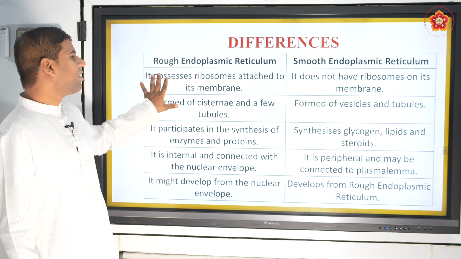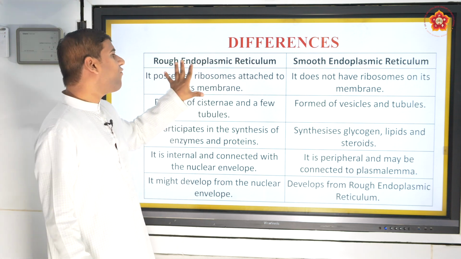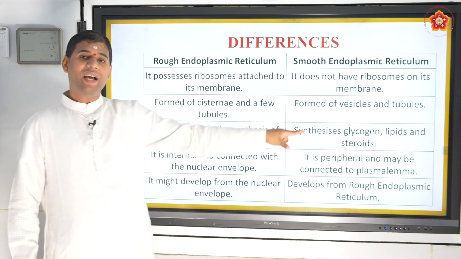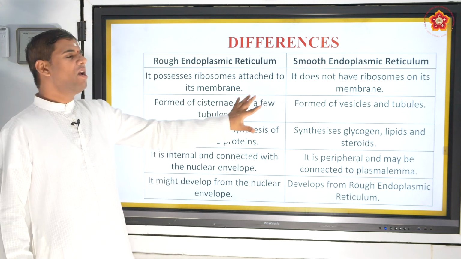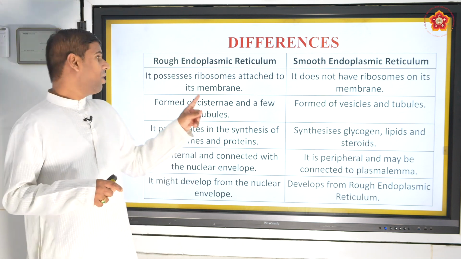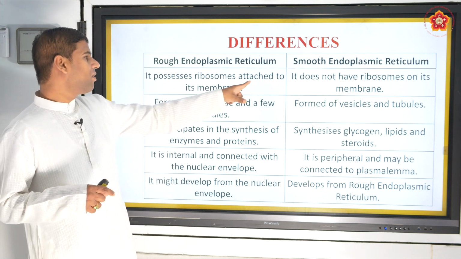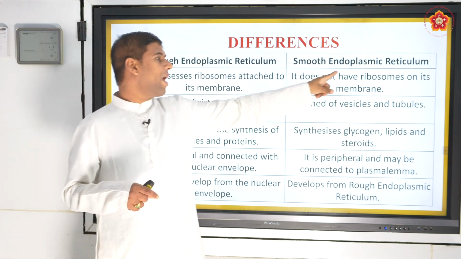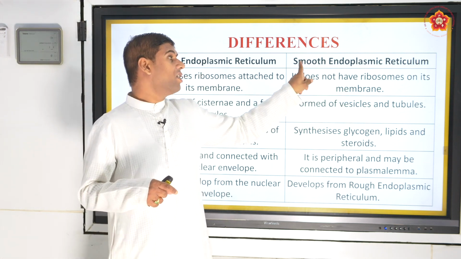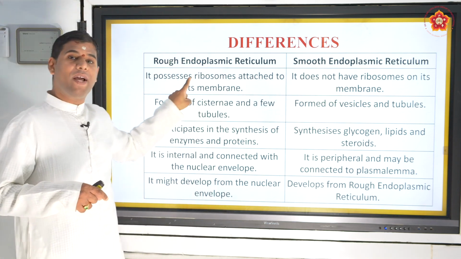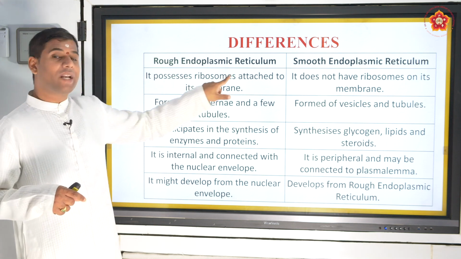So what are the differences? These are the differences between the rough endoplasmic reticulum and the smooth endoplasmic reticulum. You'll be asked about the differences. Mainly very, very easy. So here the rough one possesses ribosomes which are attached to the membrane. This is a very important point. The smooth endoplasmic reticulum does not have ribosomes on its membrane, but the rough endoplasmic reticulum possesses ribosomes.